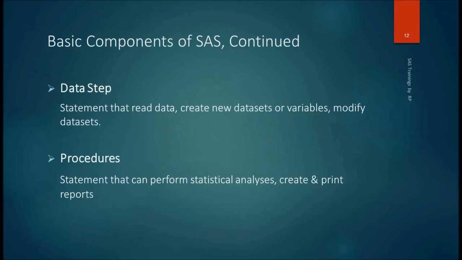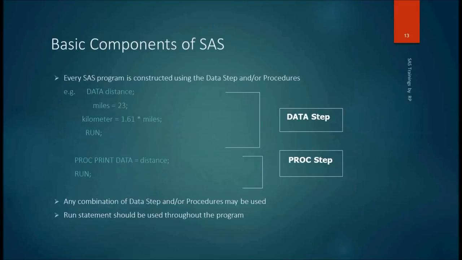Basic components of SAS, continued. A data step is a statement that can read data, and create and modify existing data. A procedure is also a statement, but it performs some statistical analysis method and creates and prints reports. If you see the example here, there are 2 components: one is the data component and one is the proc component. In the data component, we are creating one dataset using 2 variables, and in the proc component, it prints the created dataset called distance. So you can use a data step or proc step based on your requirement.